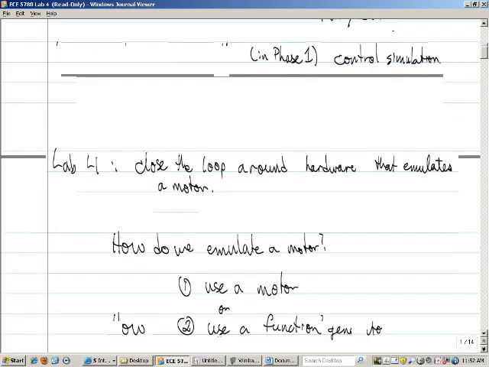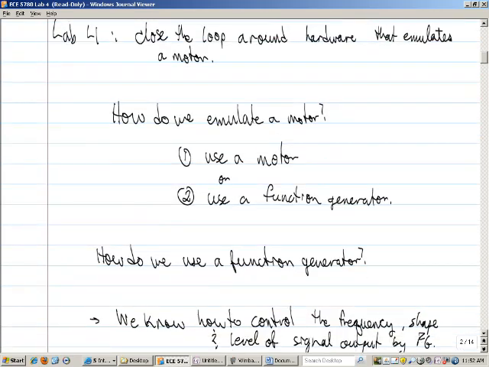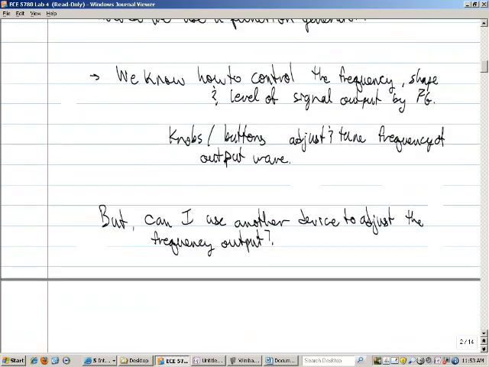Lab 3, we're going to close the loop around the motor. We've got to answer a couple of questions. How do we emulate a motor? Well, we either use a motor or we can use a function generator to pretend like it's a motor. So we're going to use a function generator since we don't have motors and we don't want to blow up motors. Okay? We need to know how to control the frequency and the shape and the level of our square wave signal. We know how to do that with a function generator. How do we do it? Well, we use knobs and buttons. We adjust and tune the frequency output of the square wave.